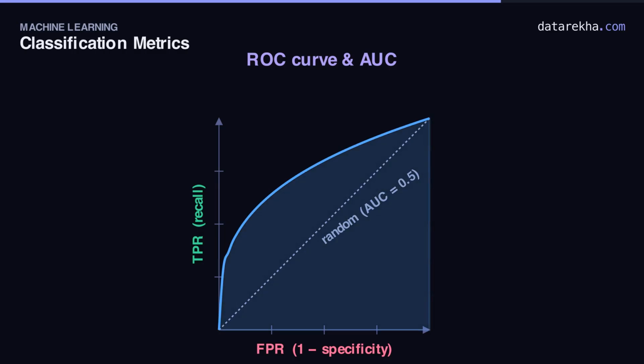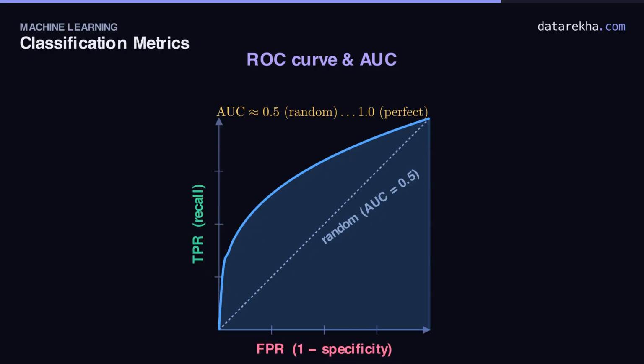The single summary number is the area under this curve, the AUC. An area of 1/2 is that random diagonal. An area of 1 is a perfect model that ranks every positive above every negative. Bigger is better. It captures ranking quality across all thresholds at once.